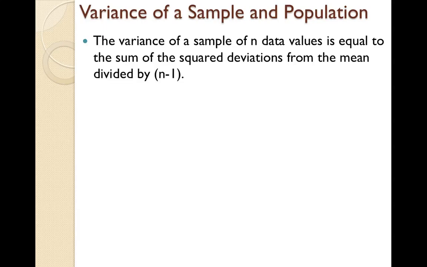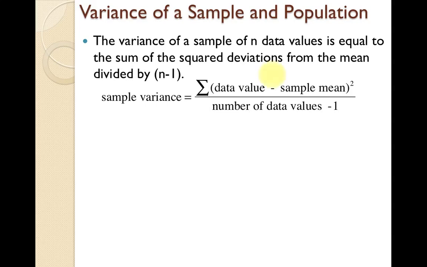So moving on, the variance of a sample and the variance of a population. This is going to give us a little bit more information about variability. The variance of a sample of n data values is equal to the sum of the squared deviations from the mean divided by n minus 1. Here's what we mean by that. The sample variance is equal to the sum of all the data values minus the sample mean, squared, divided by the number of data values minus 1. Now we're going to take this formula step by step and we will calculate a sample variance.